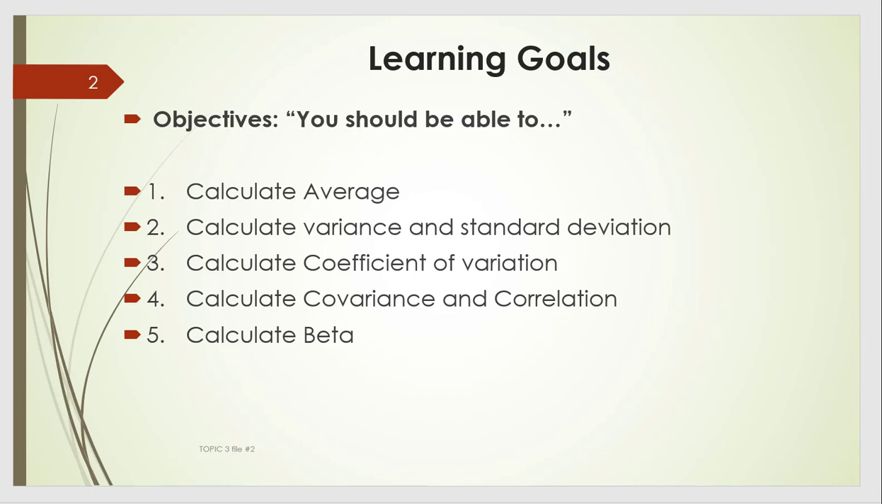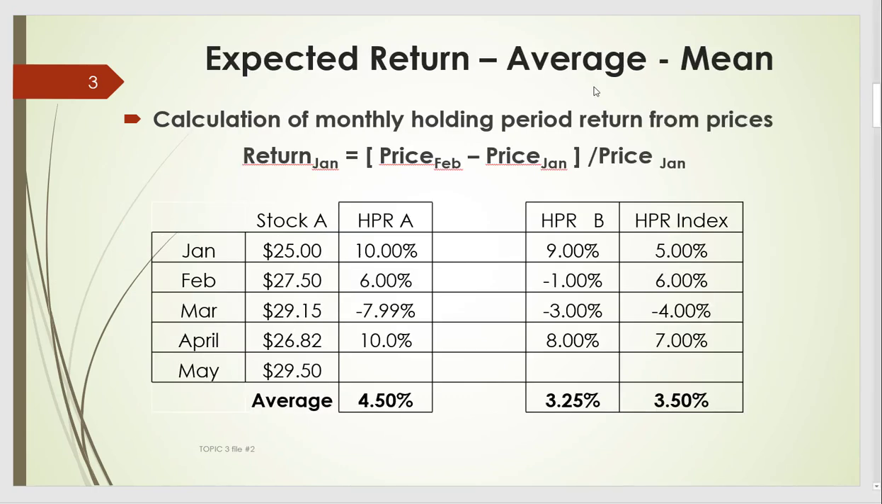So I'm going to start with made-up data, and we're just going to be talking about calculating using made-up data. So we're going to talk about the mean. The mean is the average of something. In statistics, we call it mean. And if we take the past average and say we think that's going to continue to happen in the future, we call it expected return. We're going to use the holding period return calculation that you saw in file 1 at the end.